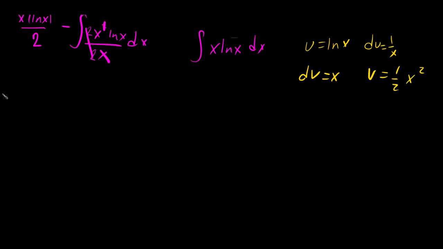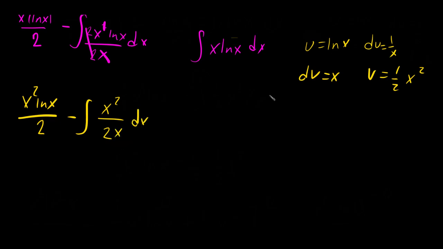So uv minus the integral of v du. Once again, dx up here. So these will cancel, and we're just going to get x over 2. And then the integral of x over 2.